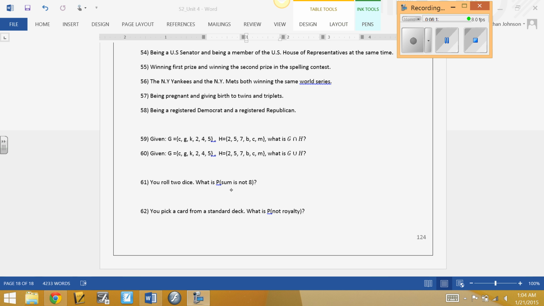Problems 61 and 62 are complement problems. Instead of finding the probability of the sum not being 8, you can say 1 minus all the different sums that do add up to 8, and there aren't very many of those, so that becomes pretty easy. 62, what's the probability of not getting royalty? Well, it's pretty easy to find the probability of royalty. So 1 minus the probability of royalty will give you the probability of not royalty. So a few hints there.